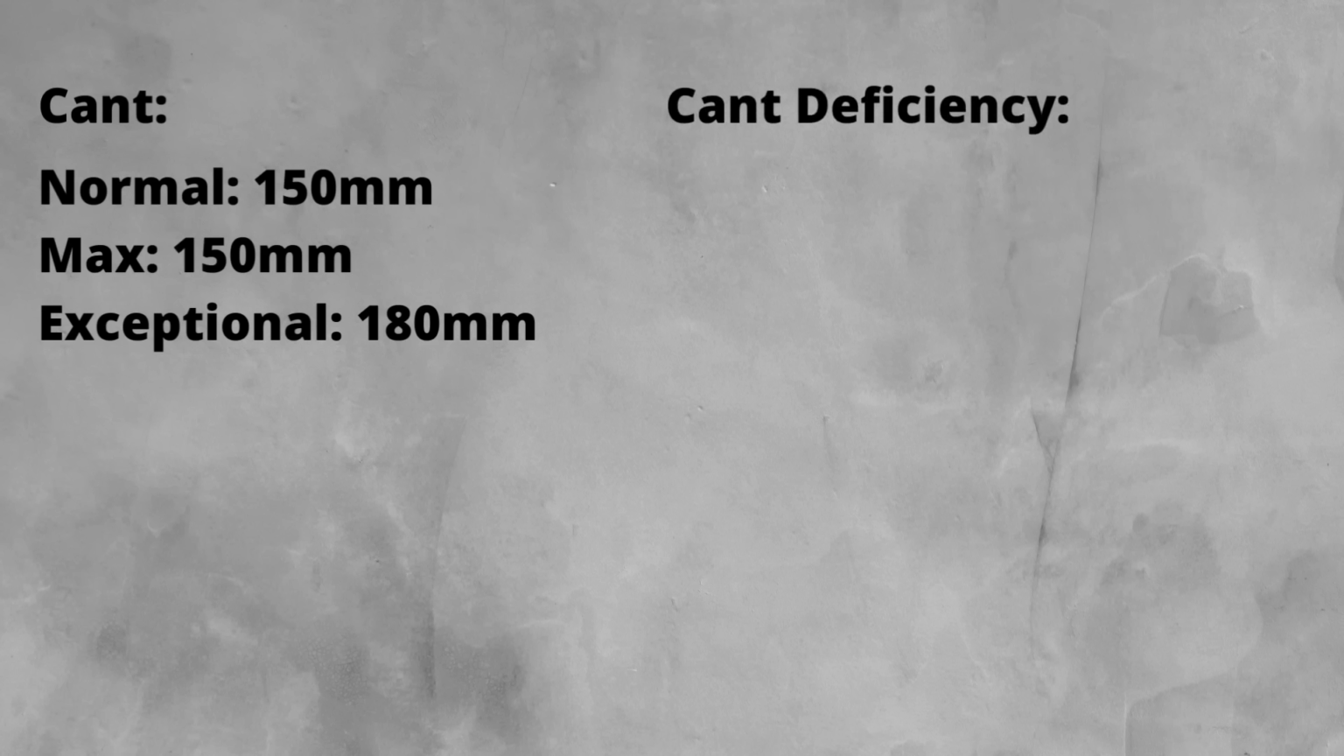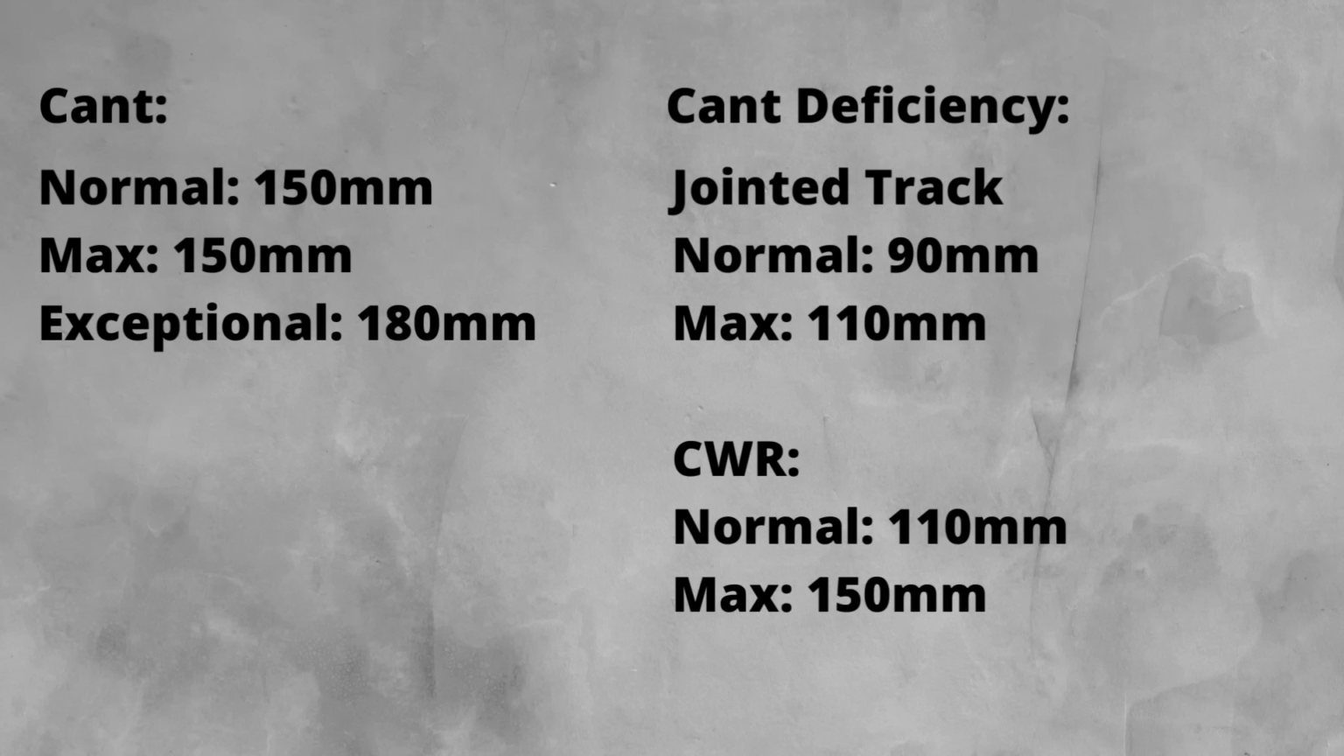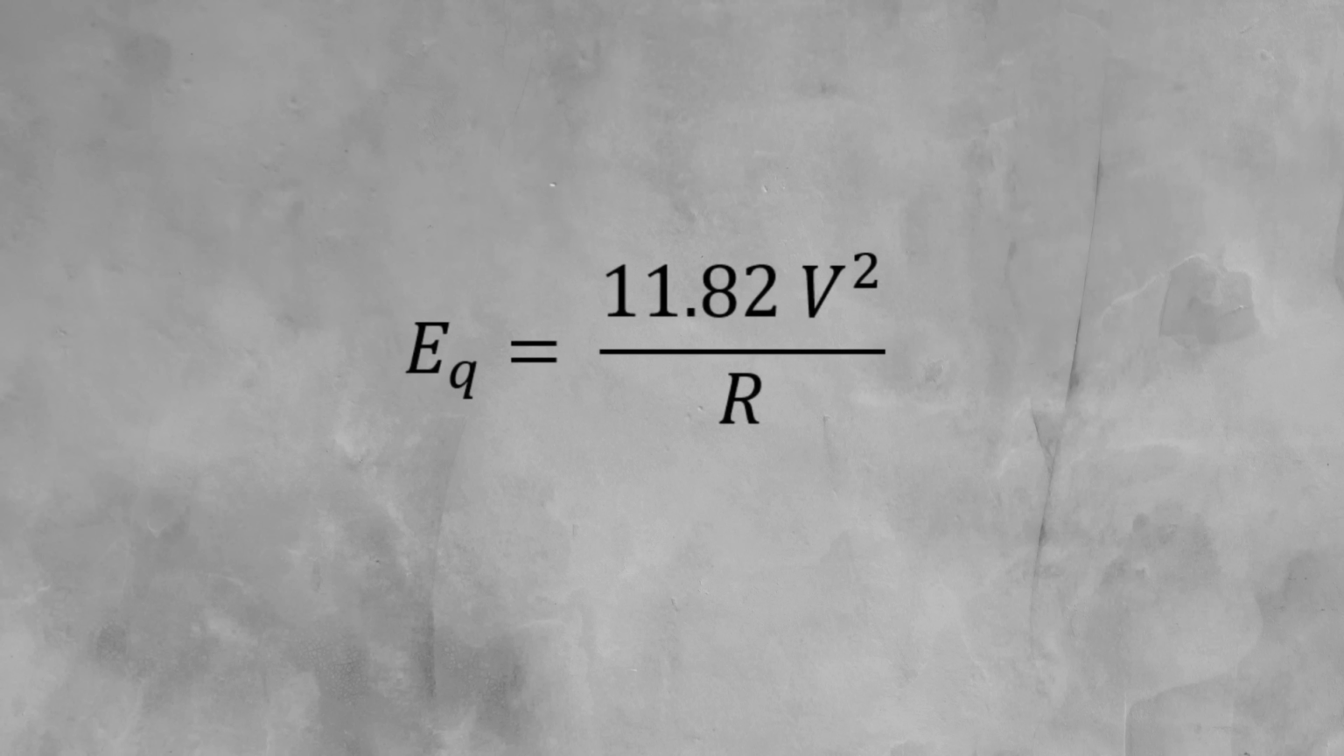For the value of cant deficiency, it is split further, with the way the track is constructed being a factor. On jointed track, the normal design value is 90 mm, and the max is 110 mm. When it comes to continuously welded rail, or CWR, the normal is 110 mm and the max is 150 mm. As well as these values being limits, they can also be used to determine what a curve designed to these figures would look like. For example, if we take the equation used to determine the equilibrium cant and rearrange it, it can be used to work out the max speed for that curve, as we showed earlier.